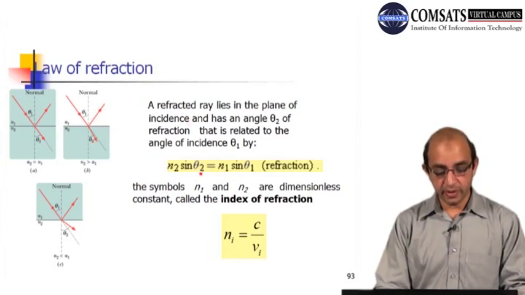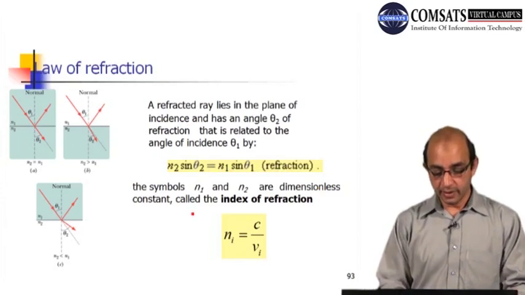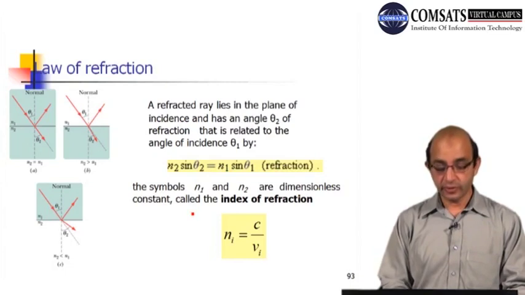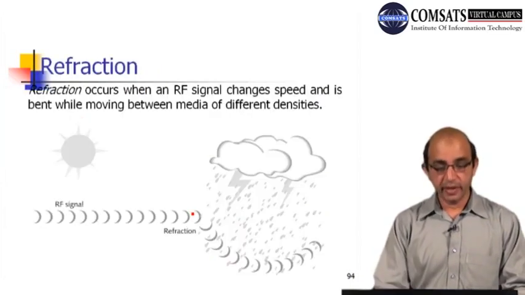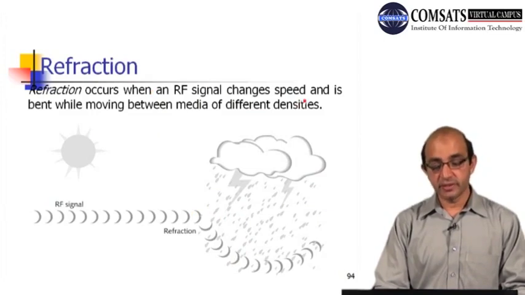So this is the relationship. If we talk about the law of refraction, n2 sin theta 2 equals n1 sin theta 1, right? And they are the index of refraction for different media. So here we have shown refraction. The RF signal changes speed and is bent while moving between media of different densities, right?